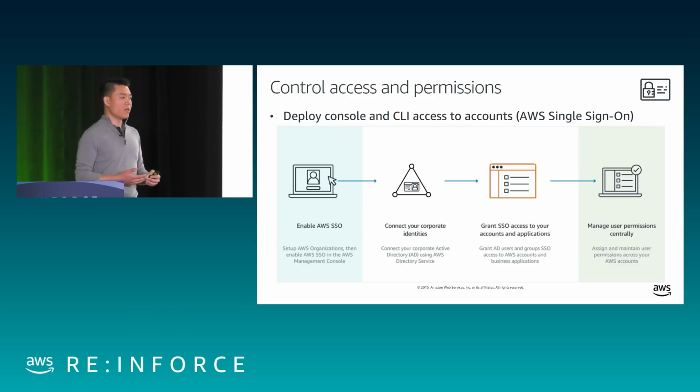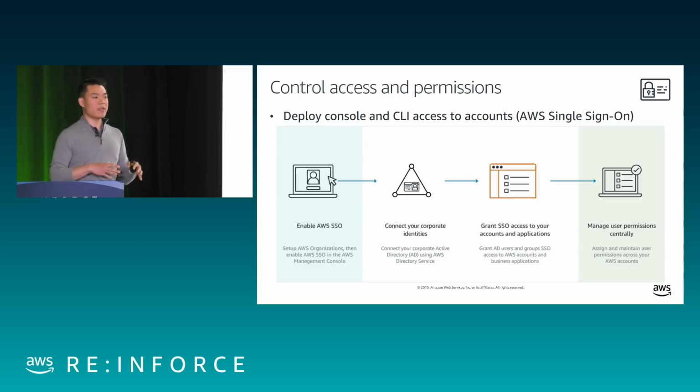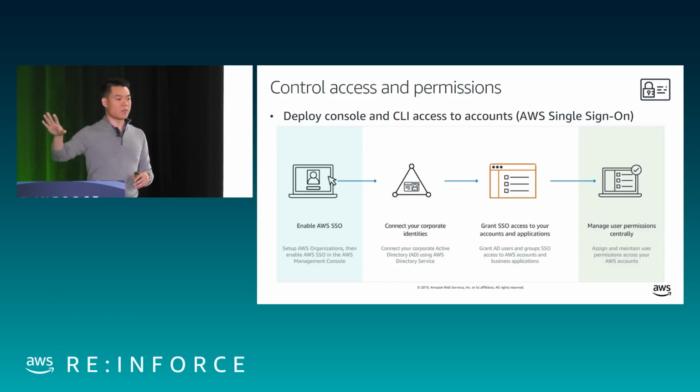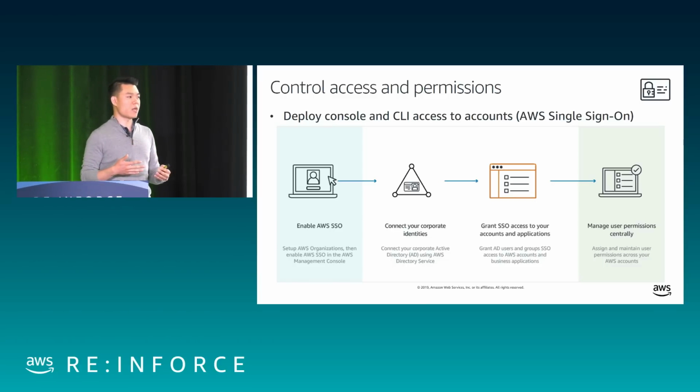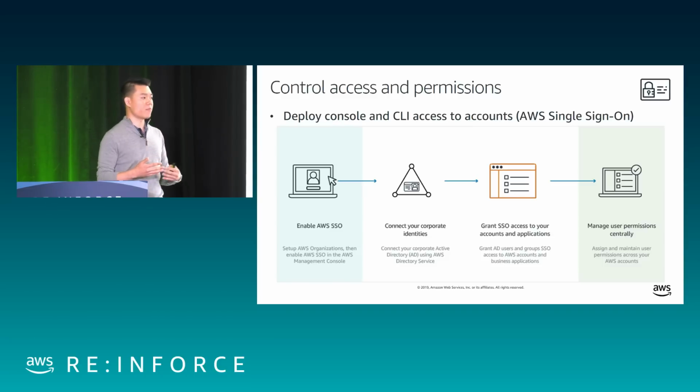And so now, if I'm trying to say, Ray, me, I need access to this set of accounts, all you have to say is, Ray, out of my identity store, needs access to these accounts, and I want to grant him these set of permissions in these accounts. And AWS Single Sign-On will deploy all of that on the back end for you.